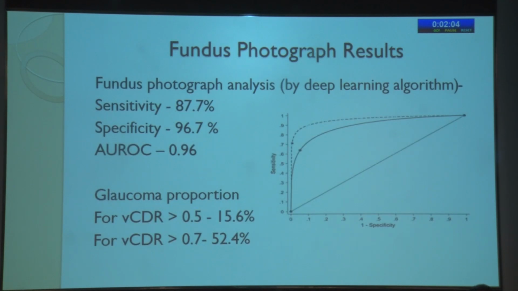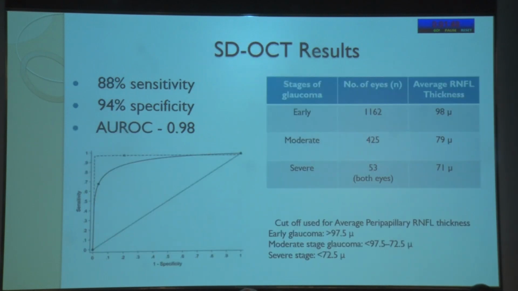Coming to the fundus photograph results, with fundus photograph analysis by the deep learning algorithm, sensitivity came to be 87.7%, specificity 96.7%, and area under the receiver operating characteristic curve is 0.96. As the vertical CD ratio increases, the glaucoma proportion rate also increases. Similarly, in SD-OCT results, we got 88% sensitivity, 94% specificity, and area under the receiver operating characteristic curve of 0.98. As you can see with the data, more eyes are detected at the early stage of glaucoma with average RNFL thickness of 98 microns.